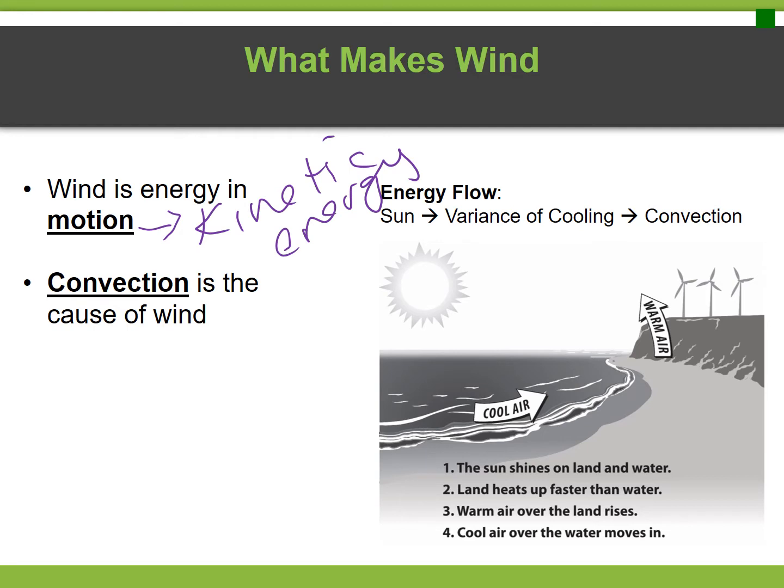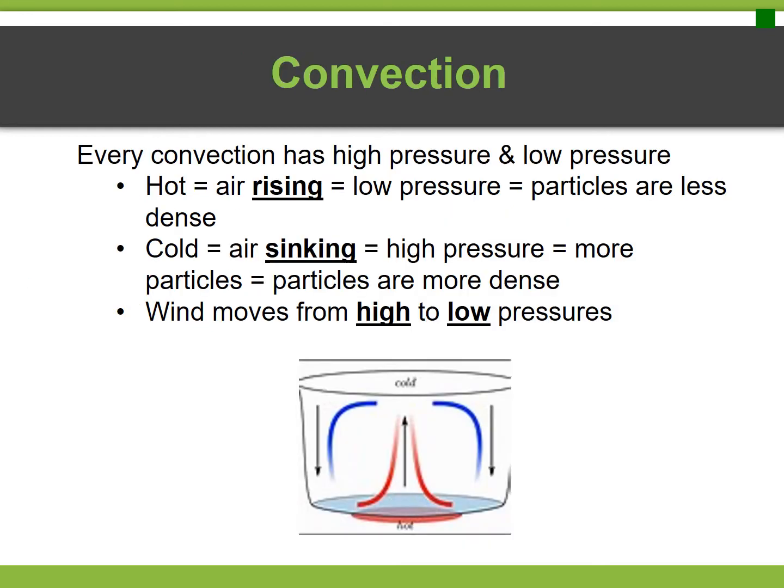And what causes it is convection. We'll be talking about convection soon. Convection is the thing that causes the wind. Wind is the movement of air particles, basically. So what is convection? Convection occurs when you have high and low pressures. What you want to really note is that wind will always move from something that's high pressure to something that is low pressure.